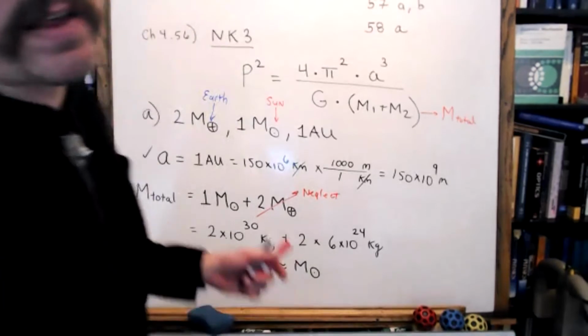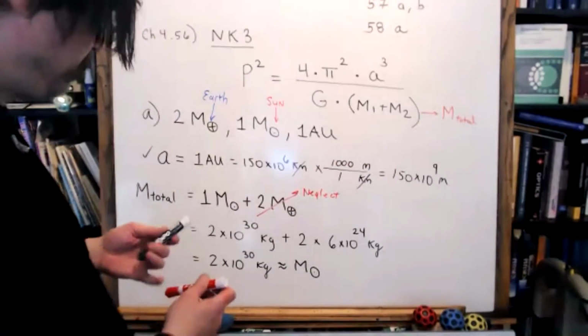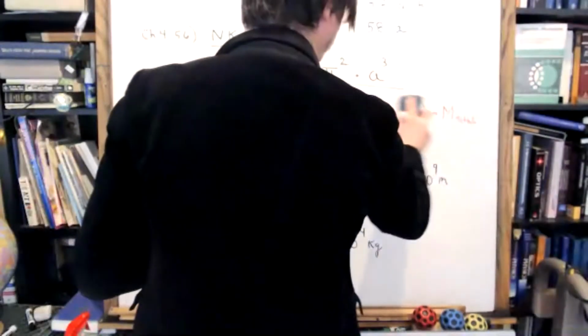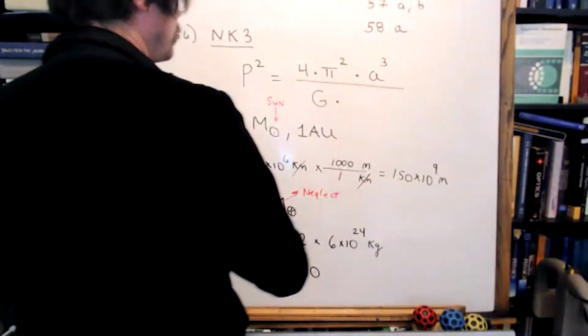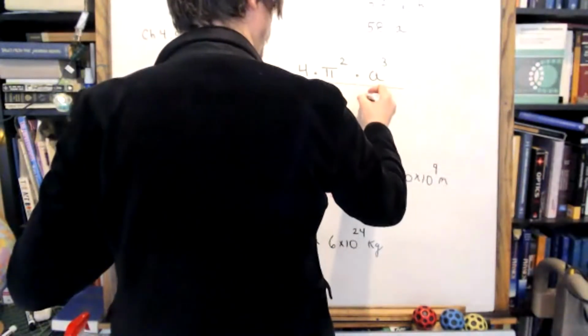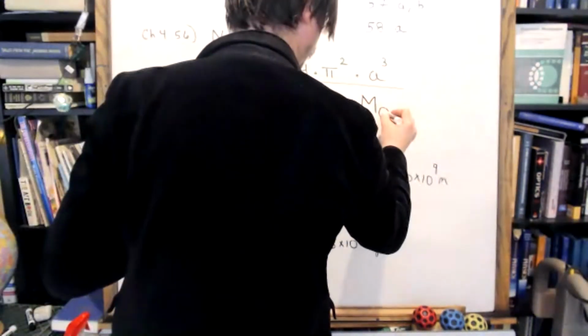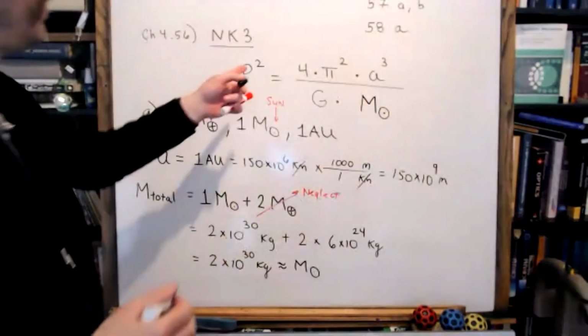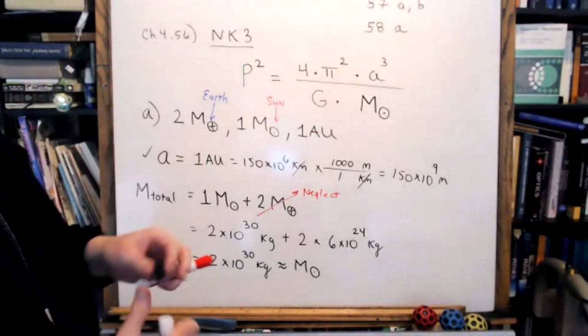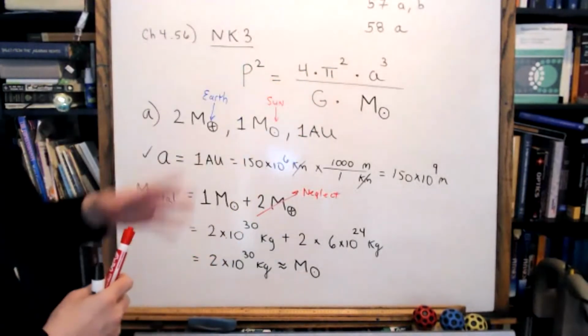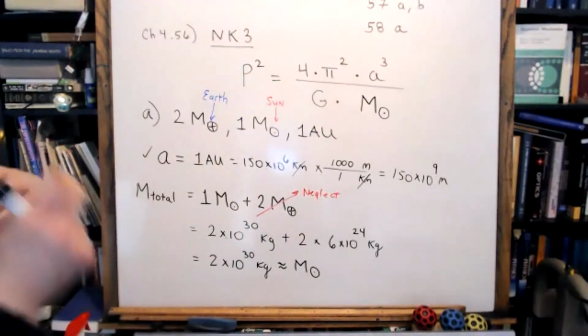So what we're going to do next is we have our A, and we've replaced the sum of the masses with the mass of the sun, because it's about the same. And now we're going to take the square root and we're going to calculate all that. So let me know when you're done, because I have to erase this to make more room.